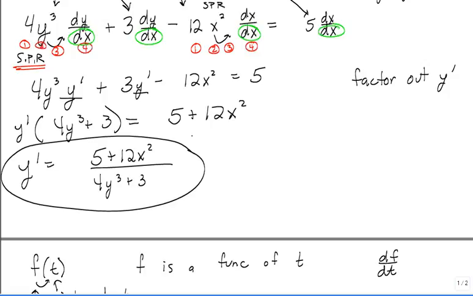And you can leave y's in the answer. That's the beauty of this, is that you can't really solve for y, so there's going to be y's left in your answer. Try another one. This takes a lot of practice, because if you forget one y prime, the whole thing's going to be wrong.